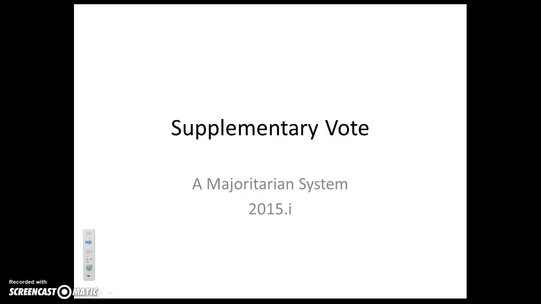Everyone, let's talk supplementary vote, and if you're going through this chronologically, you'll know that this is the last one we have to look at, so happy days. After this we can get on with the evaluation.